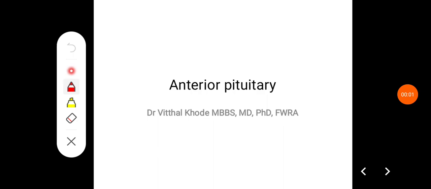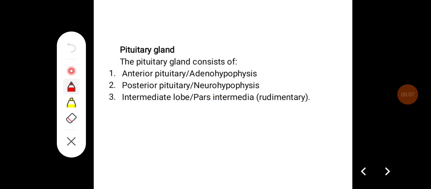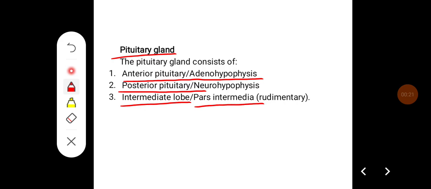Everyone, in this class we'll learn about anterior pituitary and growth hormone. Pituitary gland. The pituitary gland consists of anterior pituitary, which is also called adenohypophysis, posterior pituitary, which is also called neurohypophysis, and intermediate lobe, which is also called pars intermedia, which is rudimentary.